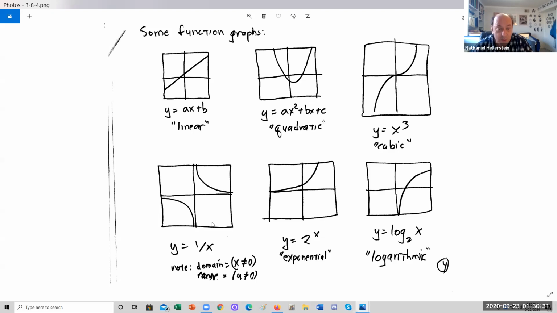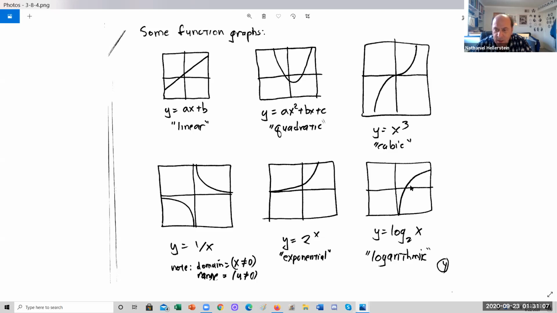So the domain of this function is every value of x except 0. And the range is every value of y except 0. Here's a graph called the exponential, 2 to the power x. It starts very small and then becomes very big. Any vertical line meets it, so it can project onto the whole x-axis. So the real line is its domain. But if you project onto the y-axis, only positive numbers are in the range.